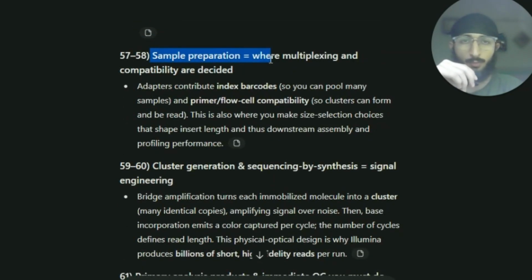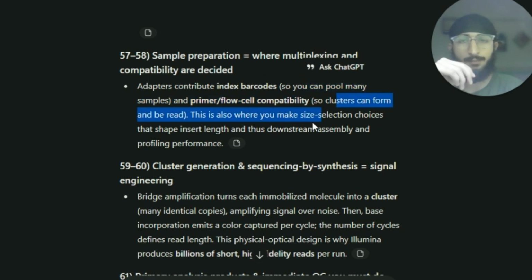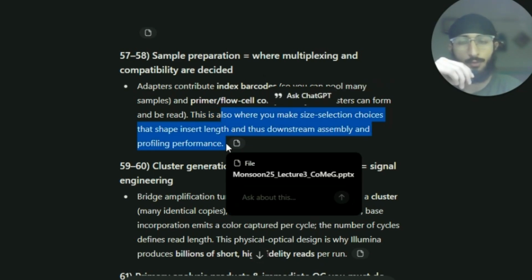Now sample preparation, where multiplexing and compatibility are decided. Adapters contribute index barcodes, so you can pool many samples, and primer flow cell compatibility, so clusters can form and be read. This is also where you make size selection choices that shape insert length and thus downstream assembly and profiling performance.